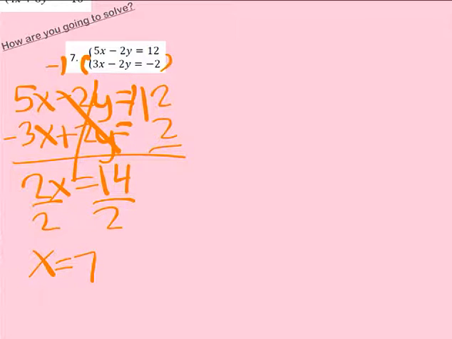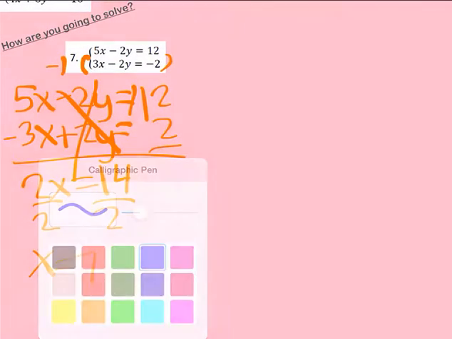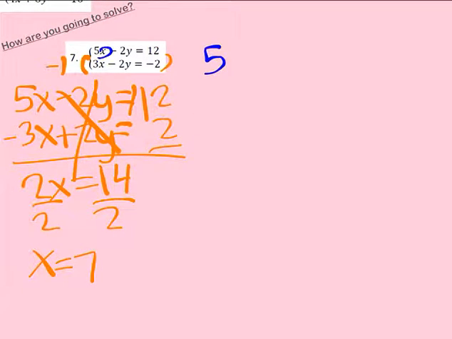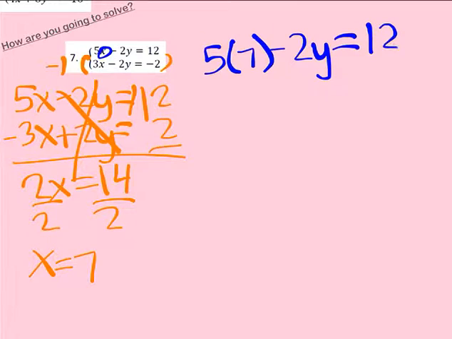to 7. So now I know that x is equal to 7, so I can go ahead and substitute that in. So I have 5, and I'm going to take the x out and put 7 in instead. Minus 2y is equal to 12. So 5 times 7 is 35, minus 2y is equal to 12.